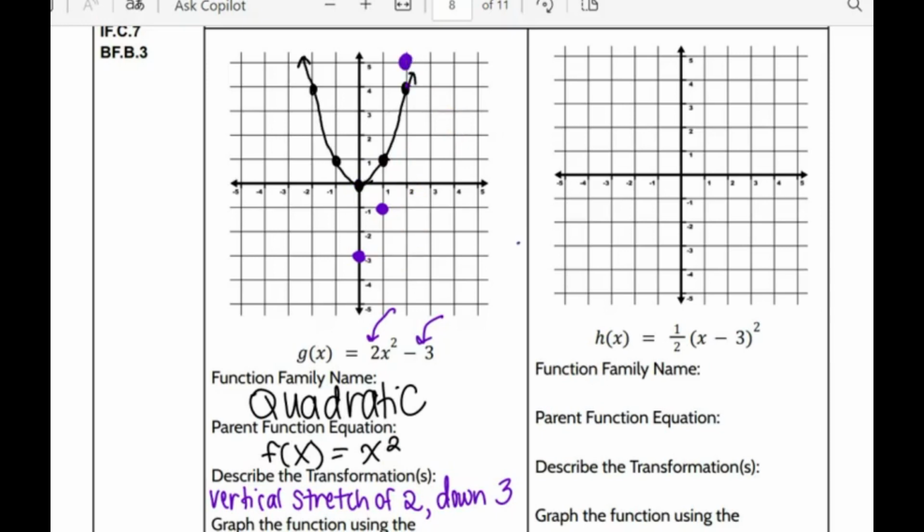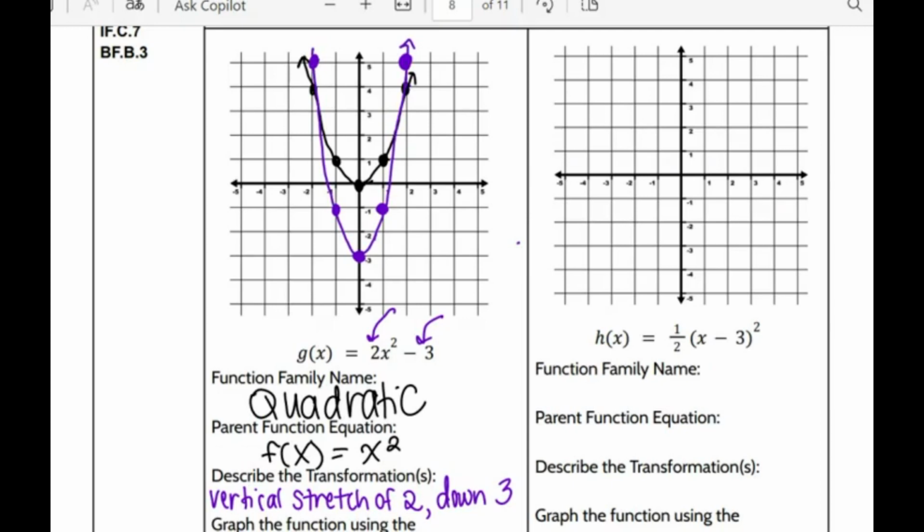All right, now I'm going to reflect the points across the axis or line of symmetry, which is still the y-axis, and draw my beautiful parabola. And there you have it.